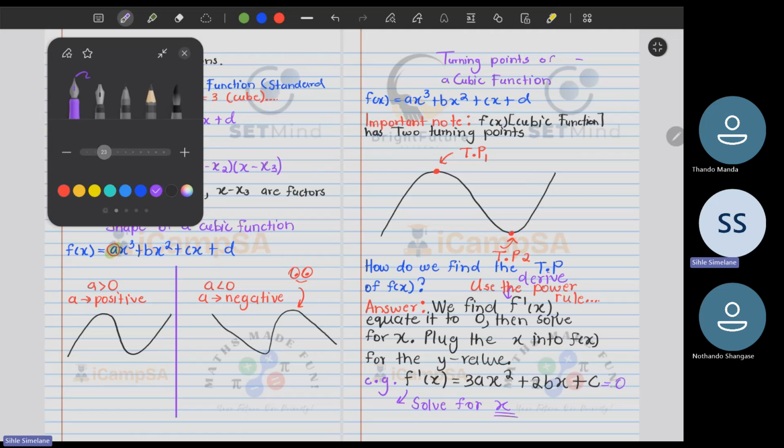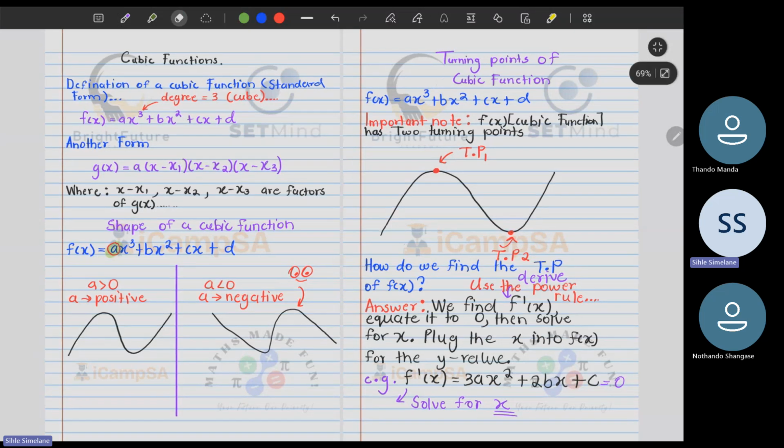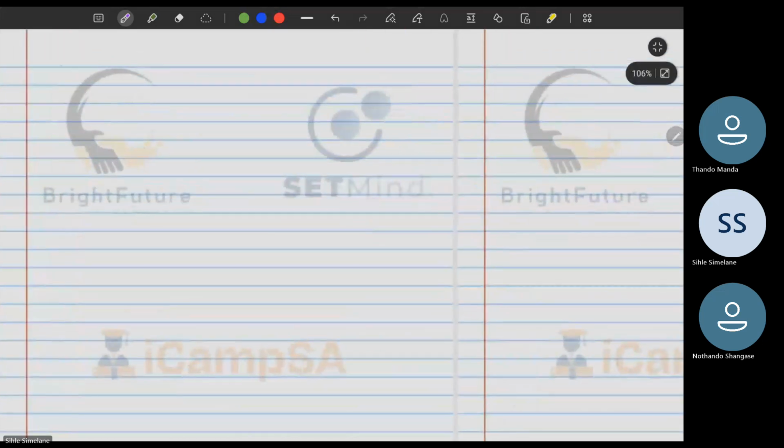Okay, so I hope that you guys actually understand this. So we're looking at turning points of a cubic function. So now that we understand the turning points, let's quickly go to the x and y intercepts. So what we are looking at now is the x and y, but let's focus on the x-intercepts more because they're a bit deep. So let's look at the x-intercepts of a cubic function.